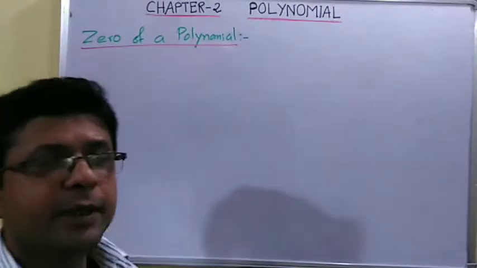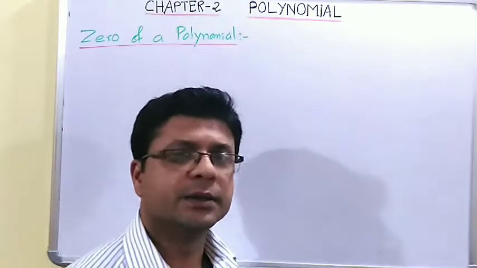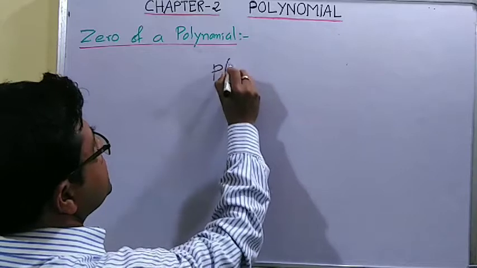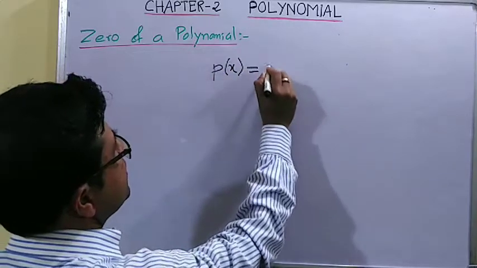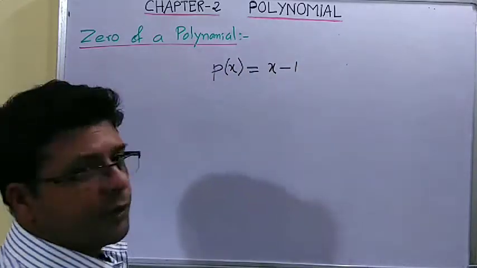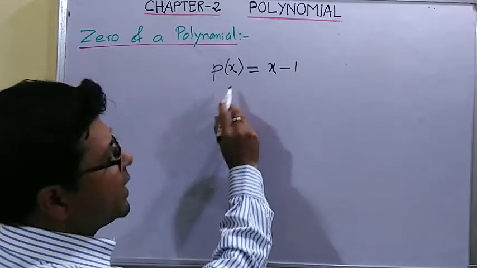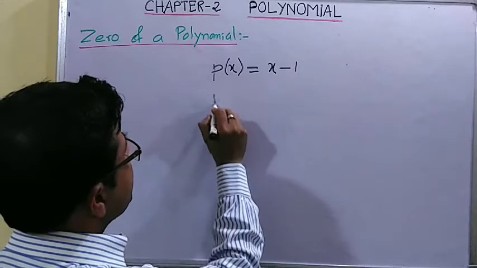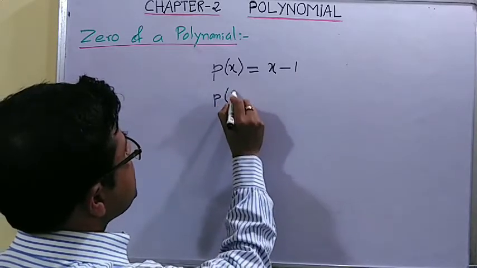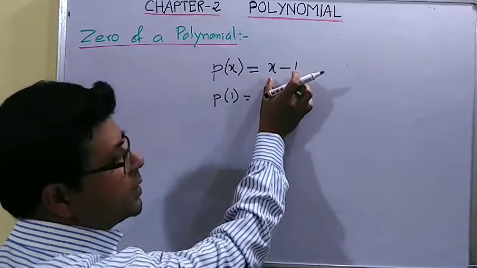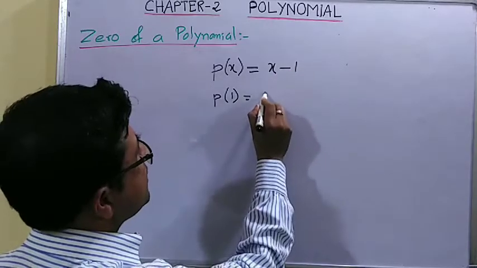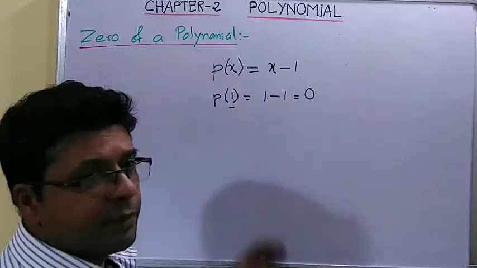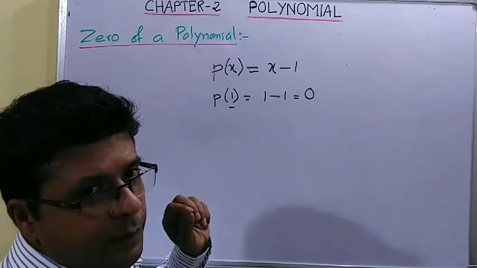Zero of a polynomial. How do we define the zero of a polynomial? Let us see. At first, let us consider a polynomial p(x) is equal to, suppose, x minus 1. A polynomial can be denoted by the symbols p(x), q(x), r(x), g(x), f(x), like this. Now you take p(1). We want to find the value of this expression. 1 minus 1, how much is it? 0. So this 1 can be said to be a zero of this polynomial.